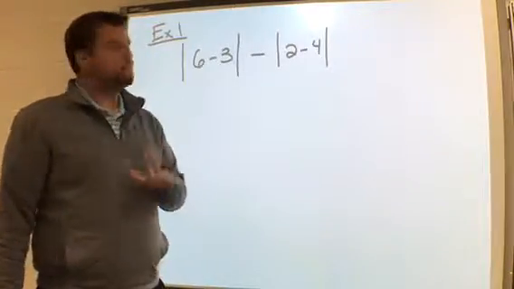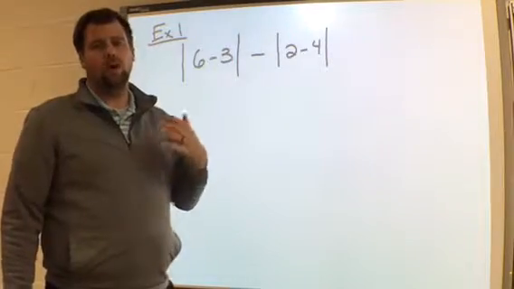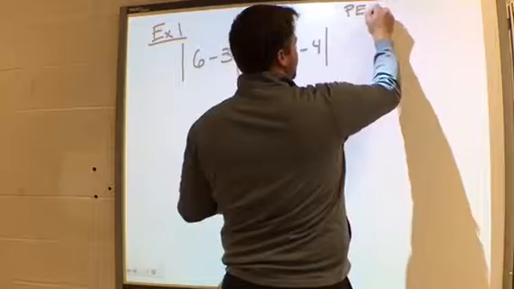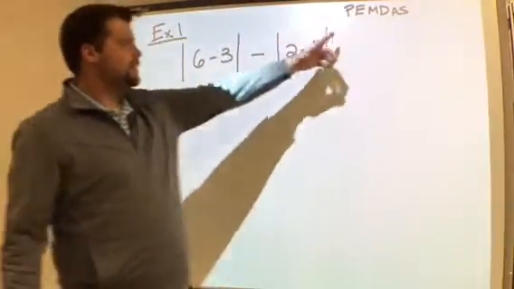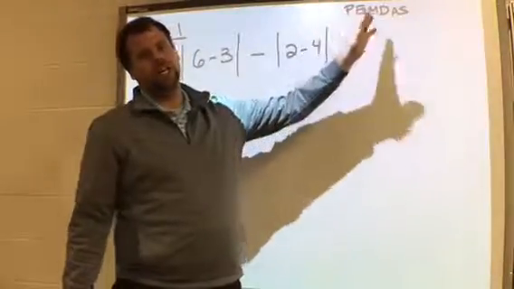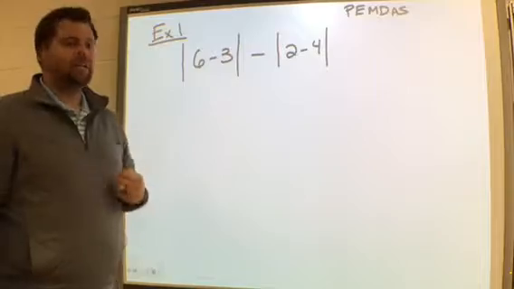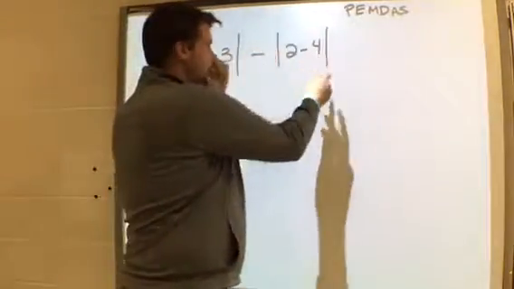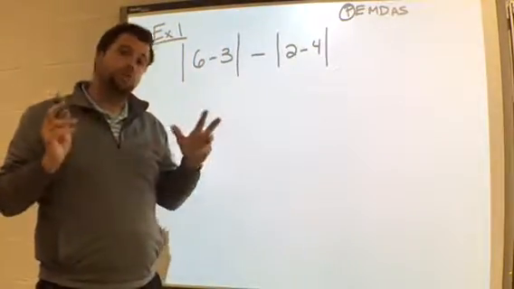Okay, so this problem here has two absolute values within it, and we're going to follow order of operations. You recall, order of operations is please excuse my dear Aunt Sally, or PEMDAS for short. Stands for parentheses, exponents, multiplication, division, and addition, subtraction. Okay? So as I look at this, what you need to understand is that these absolute value symbols here and here, they act as parentheses. They are acting as grouping symbols.